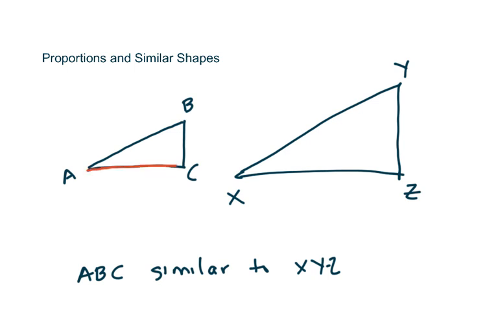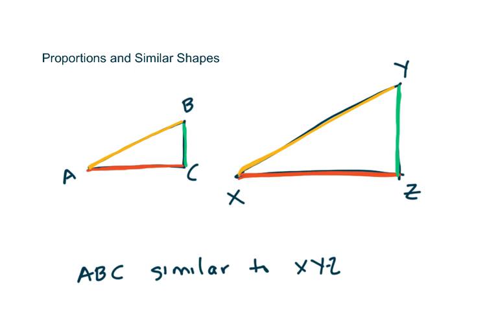So here we can see that side AC is similar to side XZ, and side AB is similar to side XY. And lastly, BC matches with YZ. So it's important that we're recognizing which sides are in the same position on that shape.